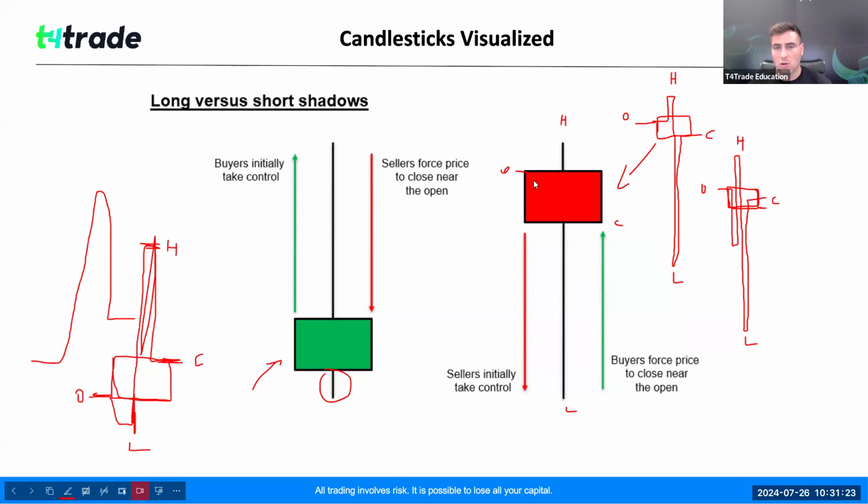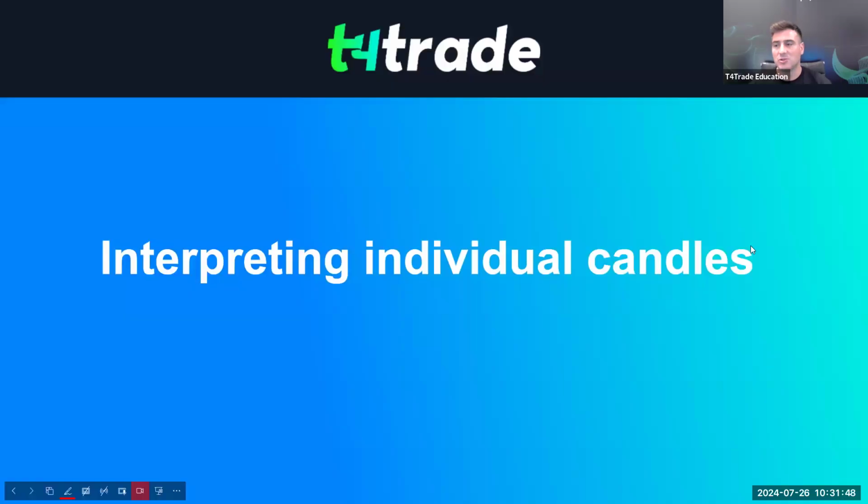So strong selling interest. However, buyers force the price action to close here, near but not at the open. So strong bearish sentiment, bears were in control, the bulls entered the picture, and finally managed to close the session near the open price. So this is how you interpret wicks.